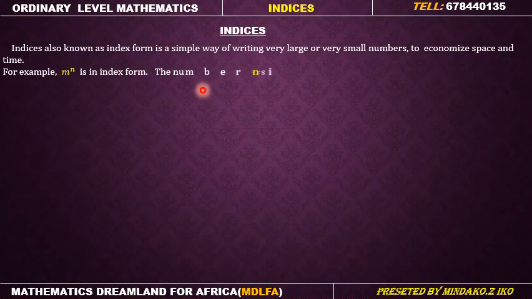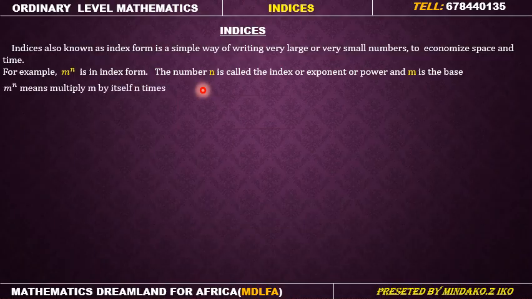For example, m power n is in index form. The number n is called the index or the exponent or the power, and m is the base. So m power n means multiply m by itself n times. For example, p power 5 is equal to p times p times p times p times p. You see that for me to write p times p times p times p is actually time consuming. So that is indices.